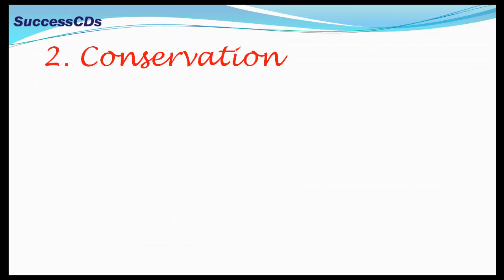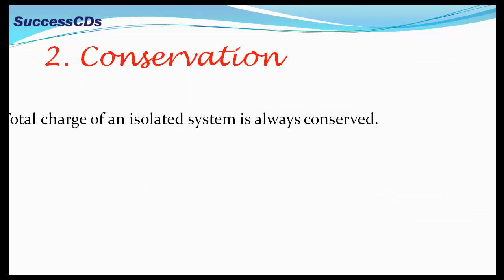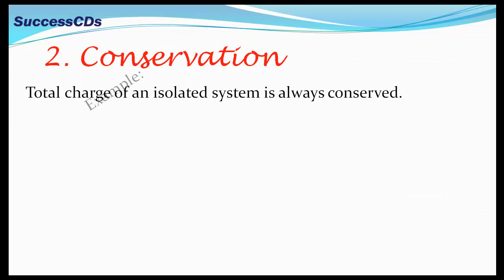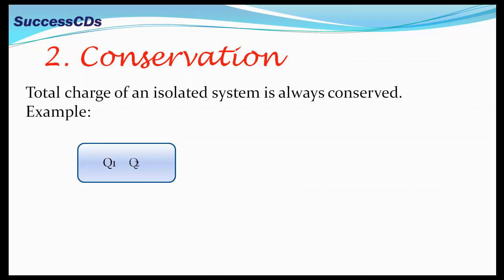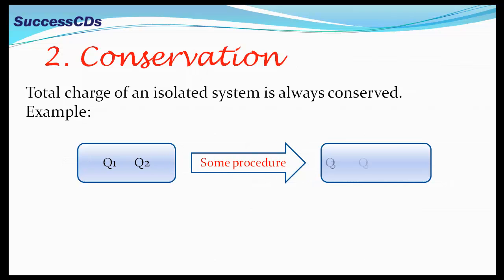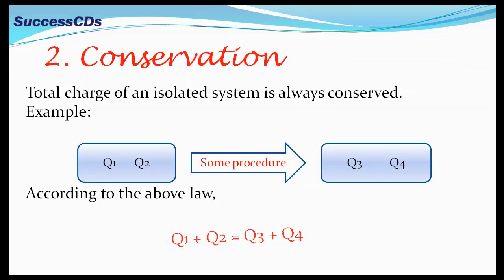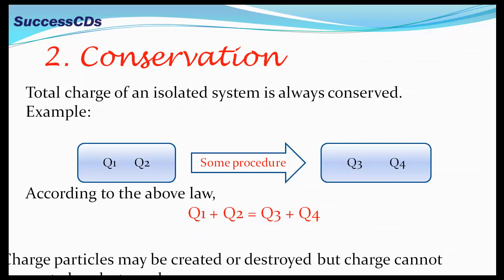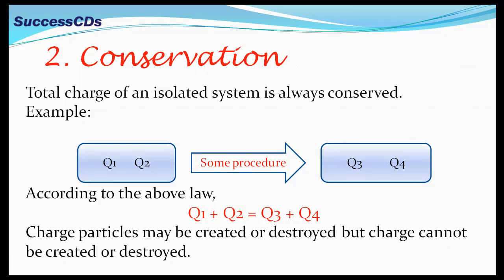The second property is conservation of charge. Total charge of an isolated system is always conserved. Taking an example, we take a system of 2 charges Q1 and Q2. They undergo some procedure and we have the final result as Q3 and Q4. According to the above law, Q1 plus Q2 is equal to Q3 plus Q4. Charge particles may be created or destroyed, but charge can never be created or destroyed.